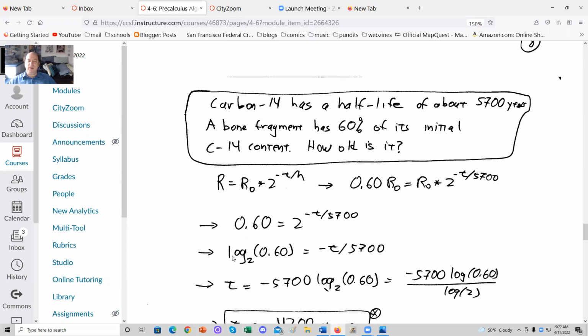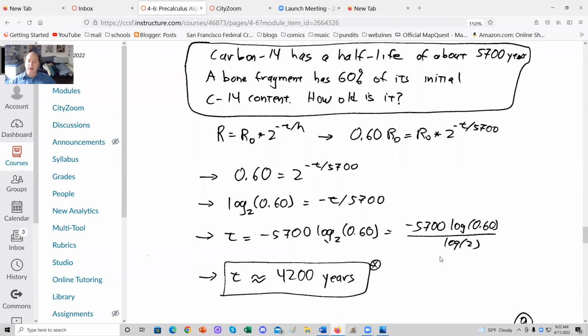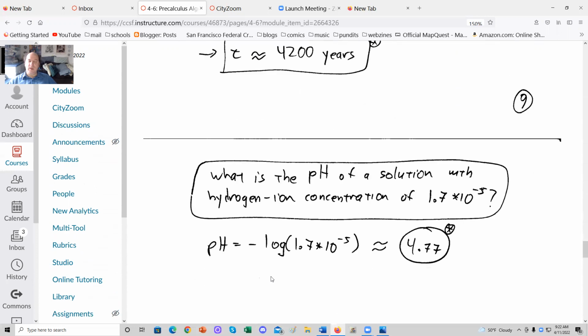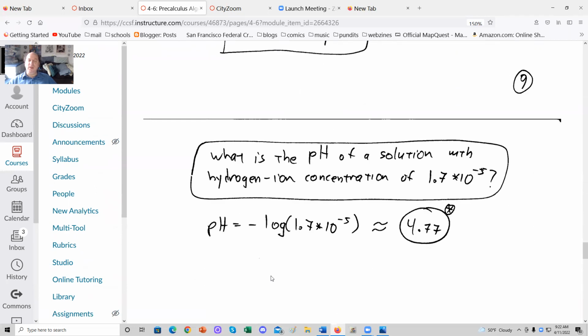Taking a log base 2, we get log base 2 of 0.6 equals negative T over 5,700. Transpose the 5,700, and we get T equals negative 5,700 log base 2 of 0.6. Log base 2 of 0.6 we rewrite as common log of 0.6 over common log of 2. So T equals negative 5,700 common log of 0.6 over common log of 2, and a bit of calculation gets you about 4,200 years.